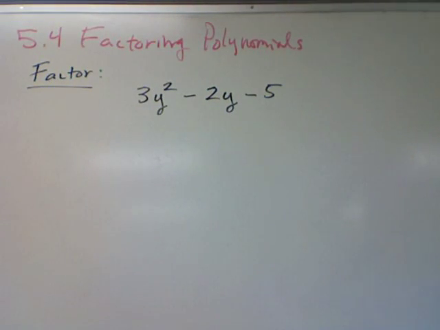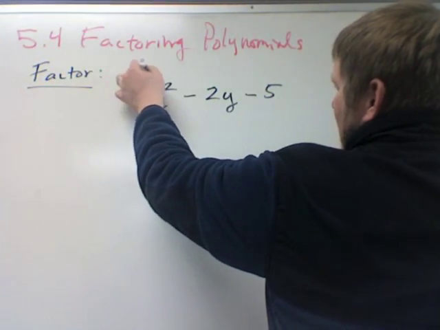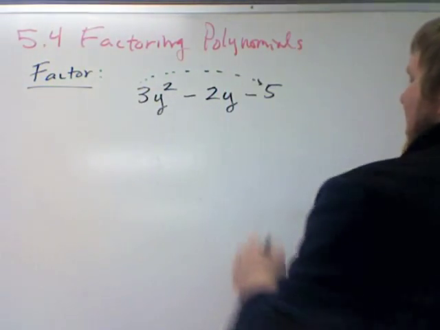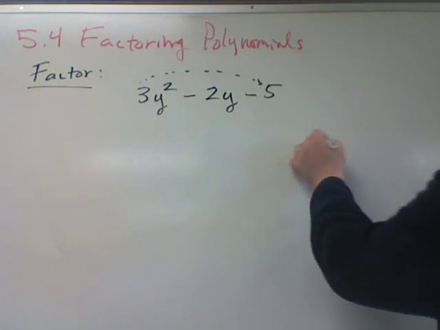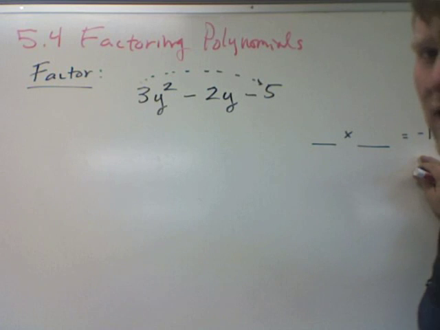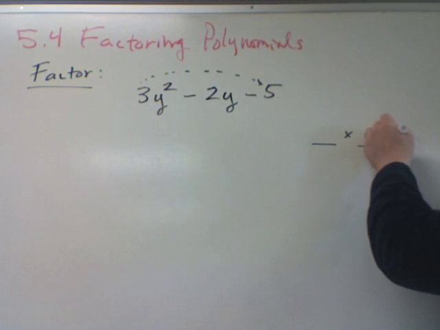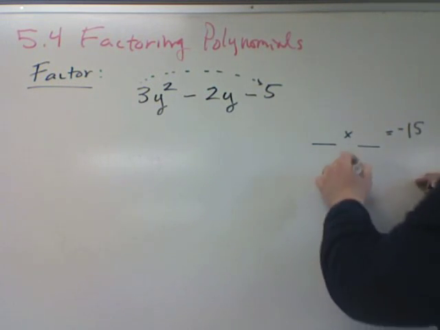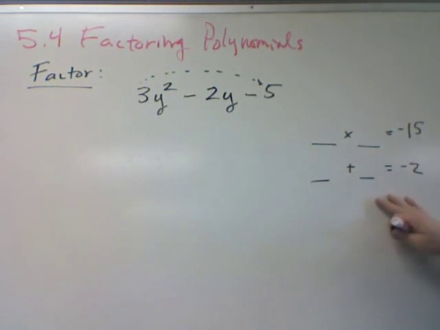Our goal here is to find two numbers that multiply together to get negative 15, because 3 times negative 5 is negative 15. So I want two numbers that multiply together to get negative 15. But then I also want the same two numbers to add to get negative 2.